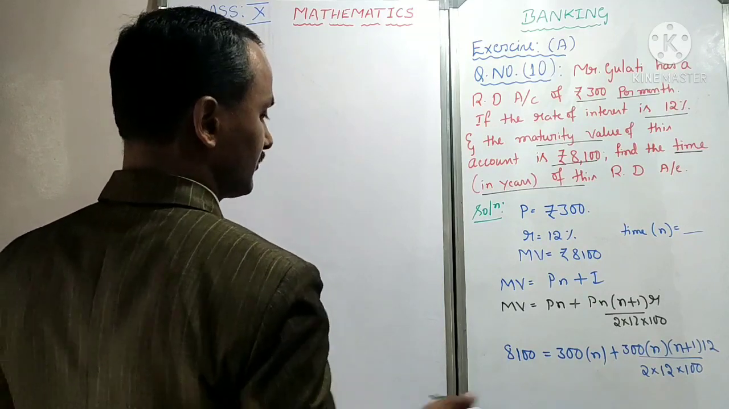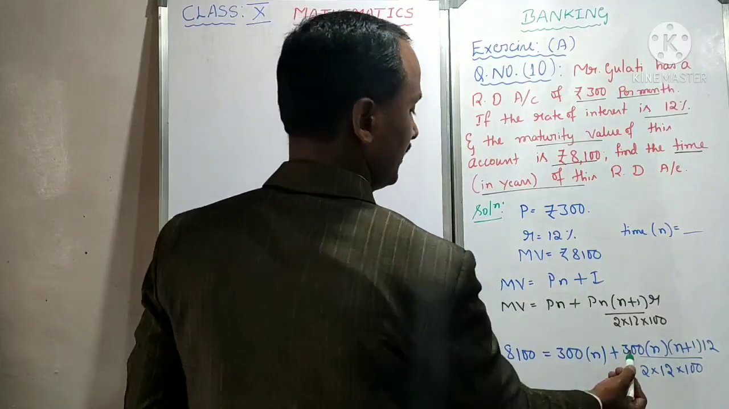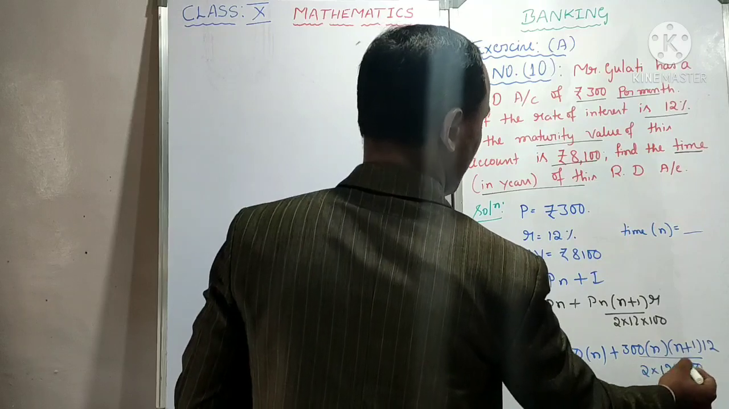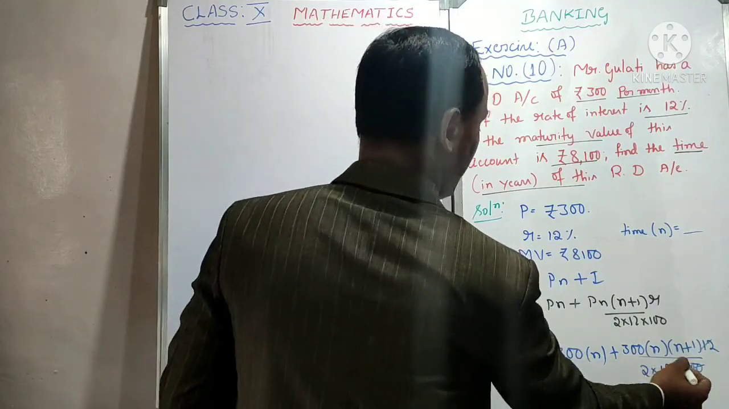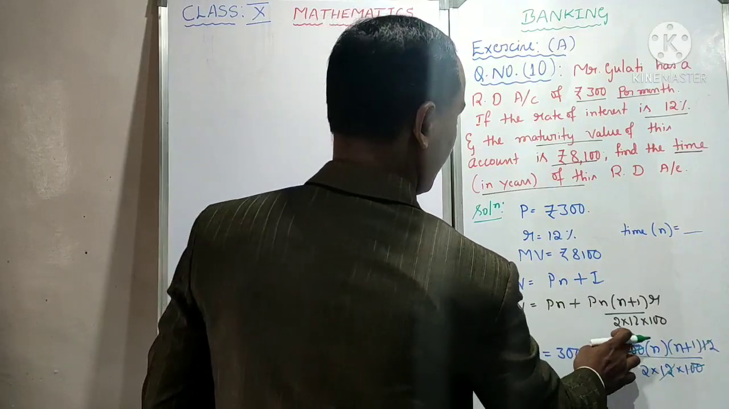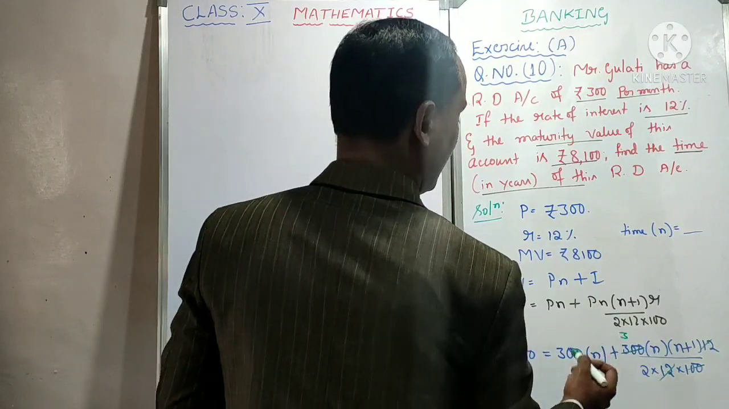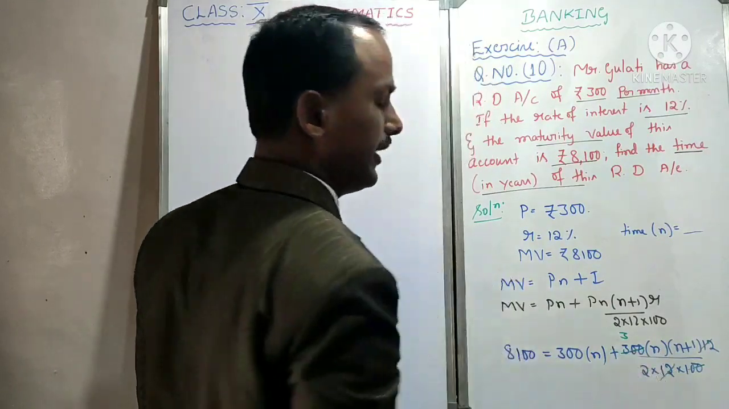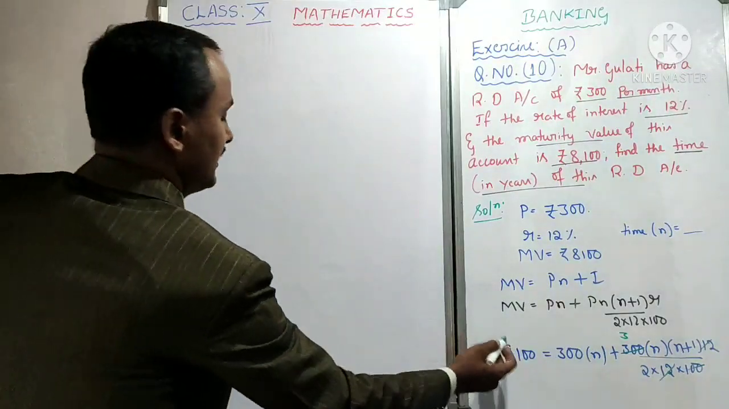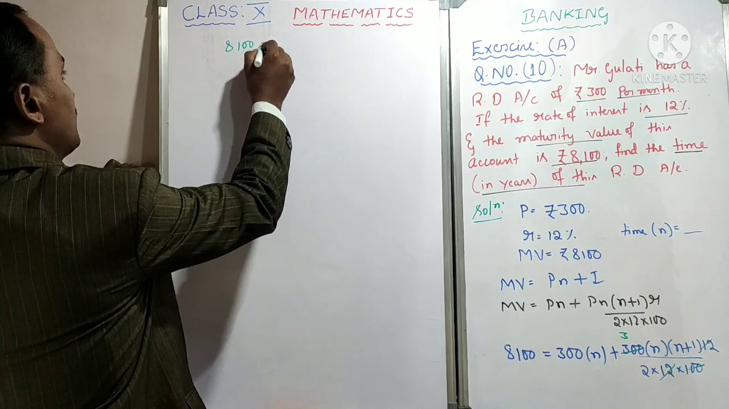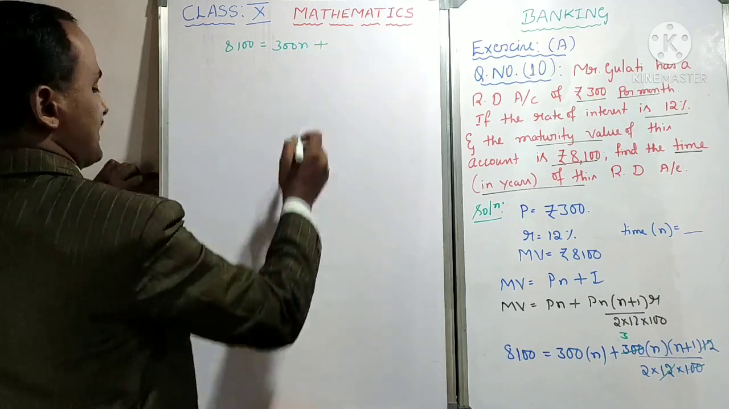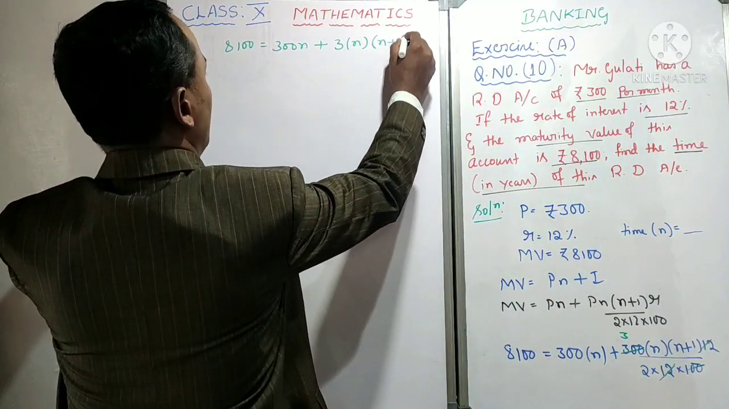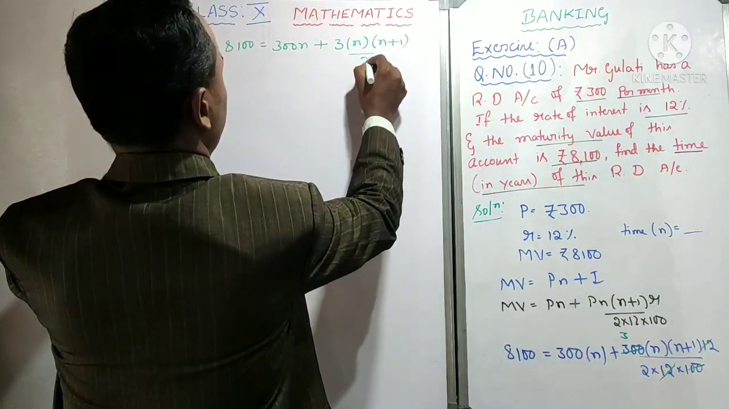In this fraction, 300 into n of n plus 1 into 12 is the numerator, and the denominator is 2 into 12 into 100. The 12s are cancelled. 100 ones are 100, 100 threes are 300, so that becomes 3. Next, the 2 remains. Only in this fraction I am dividing the numerator and denominator; the remaining things I write as it is. 8,100 is equal to 300n plus 3 into n of n plus 1 divided by 2.